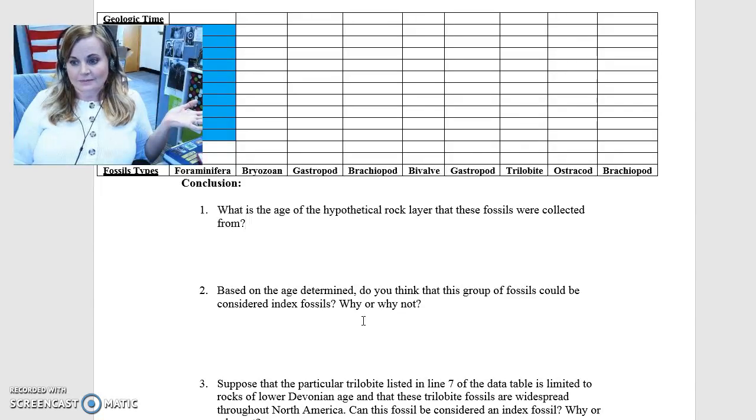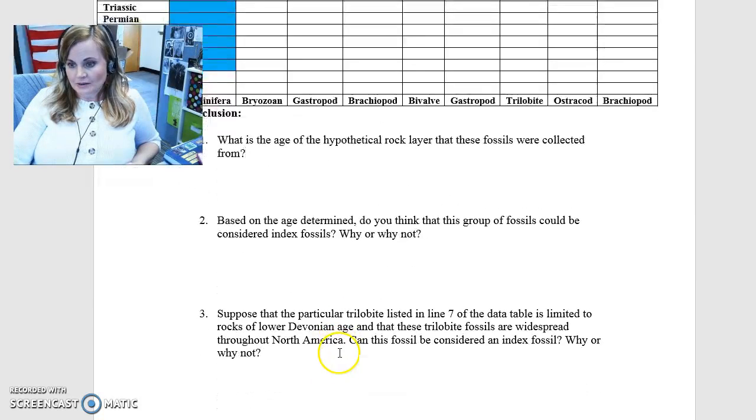So it's kind of a dumb question, because really you're going to be looking at which ones of these would constitute index fossils would be the better definition. I don't like that question.